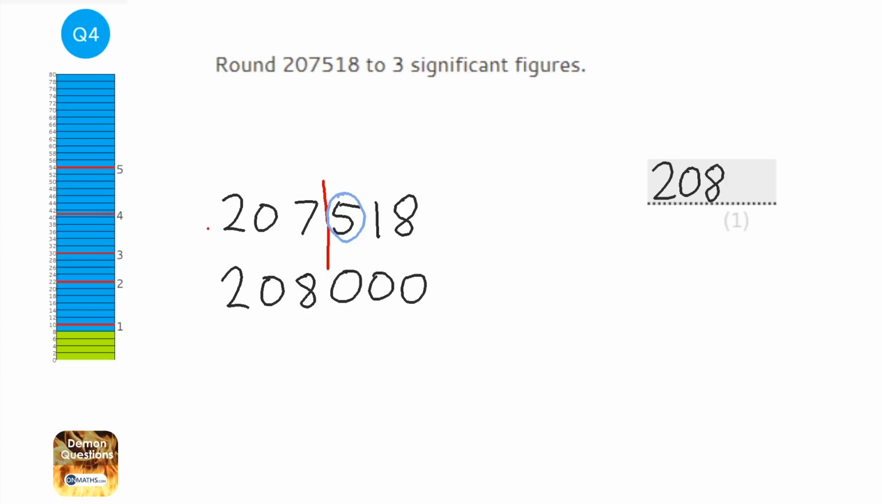So, for instance, if you're asked to estimate the size of a crowd, and there was 207,518 people, you wouldn't say that that was roughly 208 people. You would say that's roughly 208,000 people.